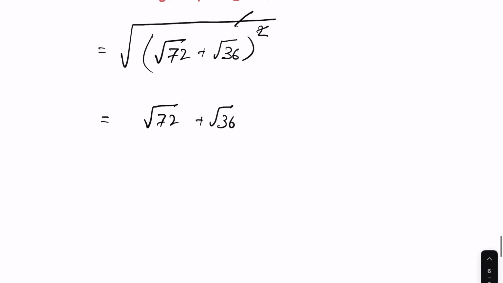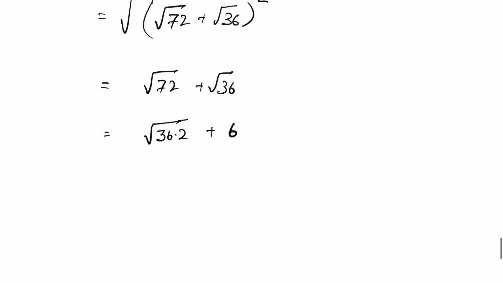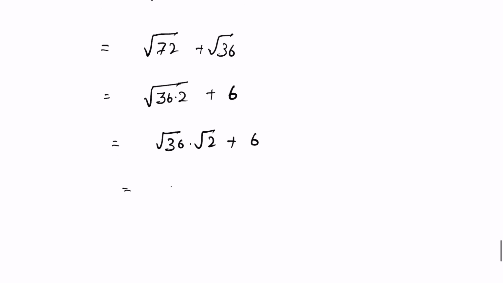Now we can further simplify square root of 72 as square root of 36 times 2 plus square root of 36 is 6, or square root of 36 times square root of 2 plus 6, or 6 times square root of 2 plus 6. So this is our answer.